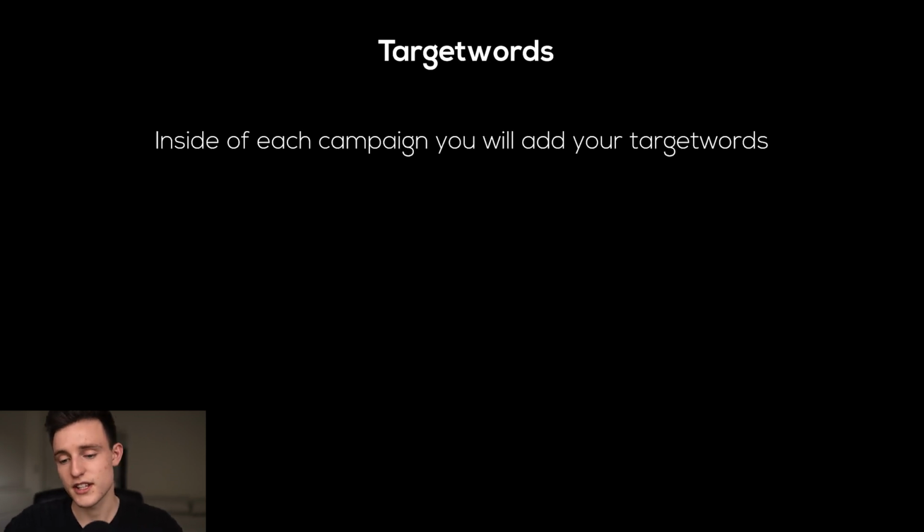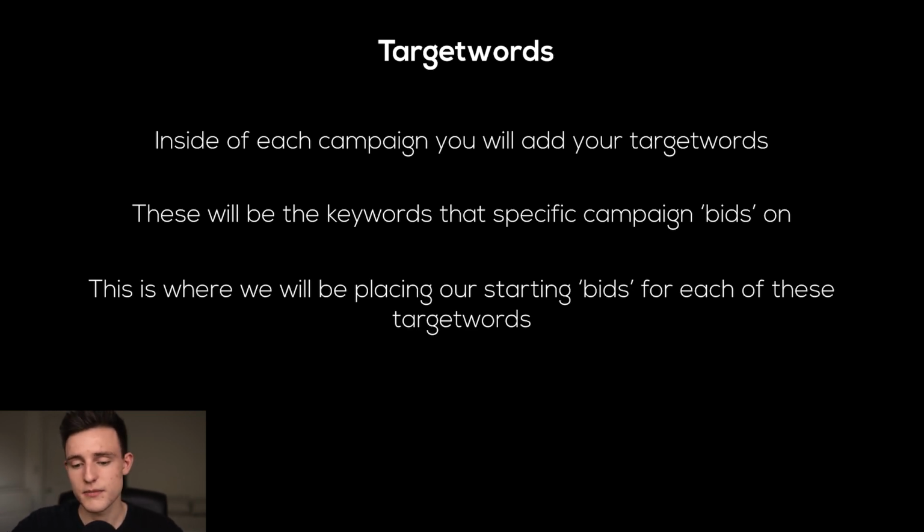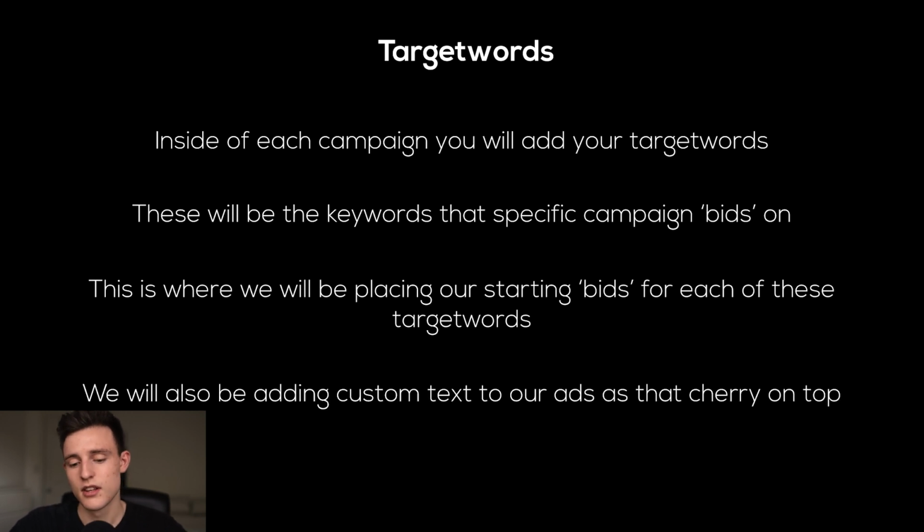Finally, the target words. Inside of each of these campaigns, you're going to add those target words that we gathered in the last video. So very, very important that you watch the last video so you know what kind of target words to get. Once you have your target words, you can toss them into your campaign. These will be the keywords that specific campaigns bid on. This is where we'll be placing our starting bids for each of these target words. And we will also be adding custom text to our ads to add the cherry on top.